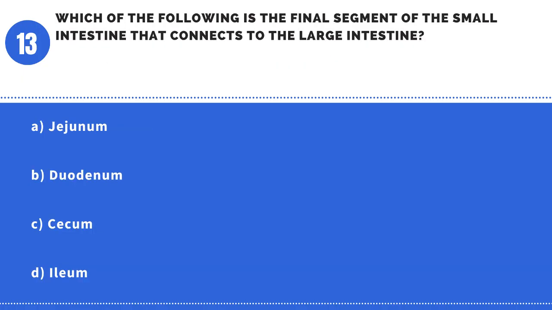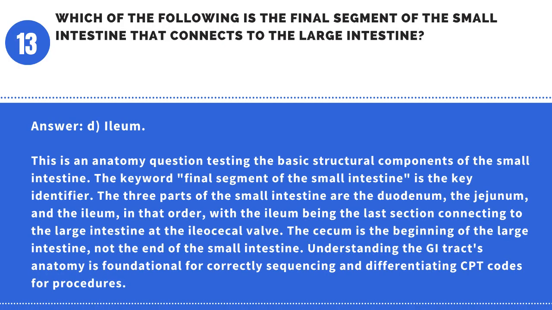Question 13. Which of the following is the final segment of the small intestine that connects to the large intestine? A. Jejunum. B. Duodenum. C. Cecum. D. Ileum. Answer D. Ileum. This is an anatomy question testing the basic structural components of the small intestine.